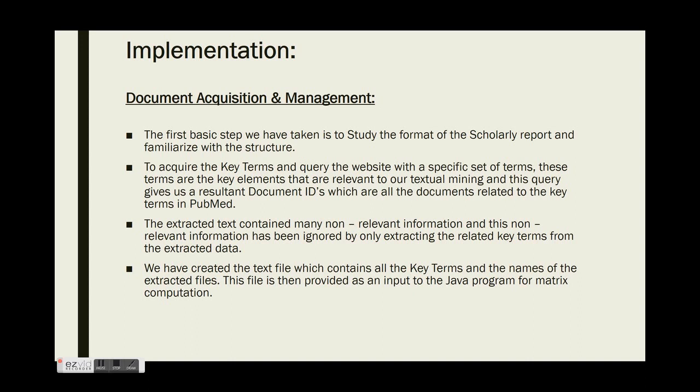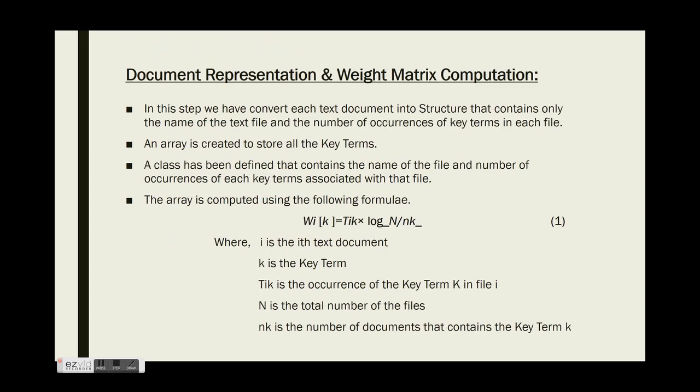So the first step is document acquisition and management. So the basic step here is to study the format of the report and familiarize with the structure, and then we acquire the key terms and we query the PubMed website for those key terms, which gives us several documents, and their corresponding document IDs are generated for those key terms, and we extract the documents using the document ID, and the non-relevant information is ignored and the key terms are only extracted, and it is stored in a file for the next step for matrix computation.